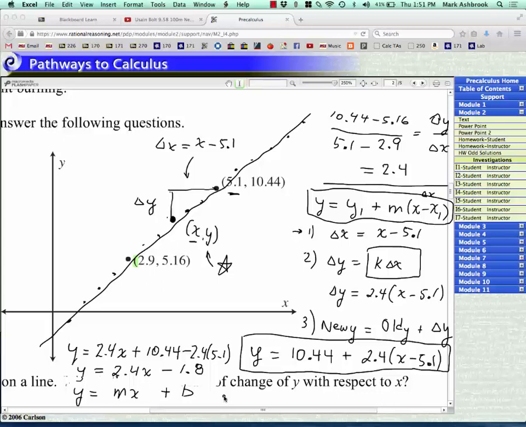What's m? What's the slope of the line? The constant rate of change, right? So that slope of that line is showing us the constant rate of change. And then b stands for? Y-intercept, in this case negative 1.8, which is accurate with my sketch here. It's in the negative territory for y, right? Negative 1.8.